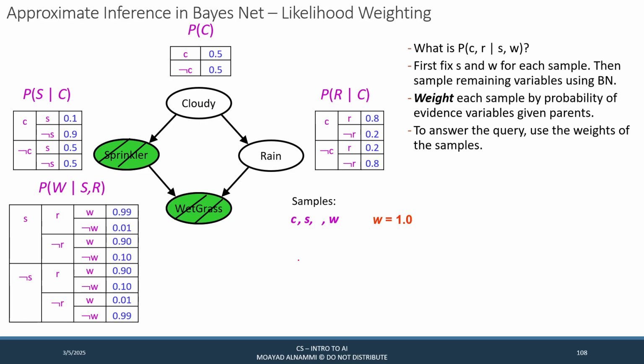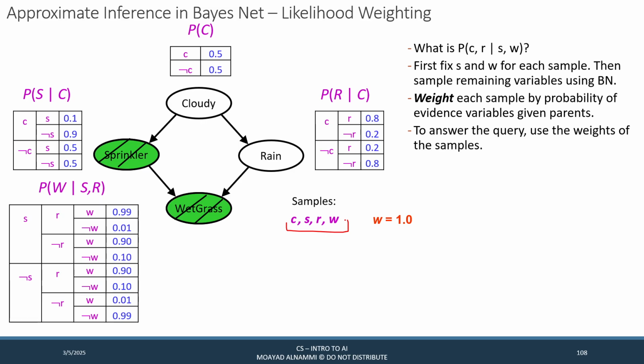Let's say I generated cloudy using U, and maybe U was, I don't know, 0.1. 0.1 falls in this range, so I'm going to sample C. And now I need to sample rain, and rain is sampled given C, so I'm in this bracket here. I sampled R using another U and so on. Now I have a full complete sample.